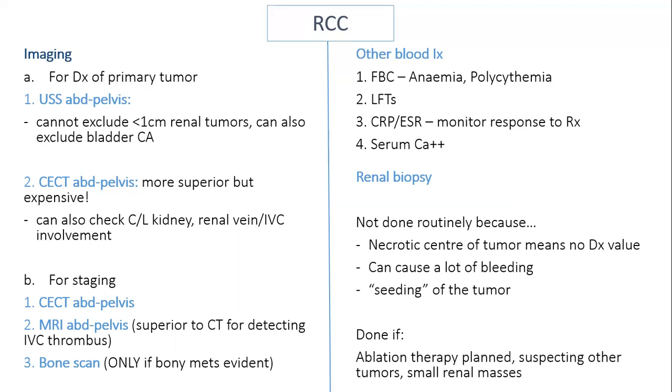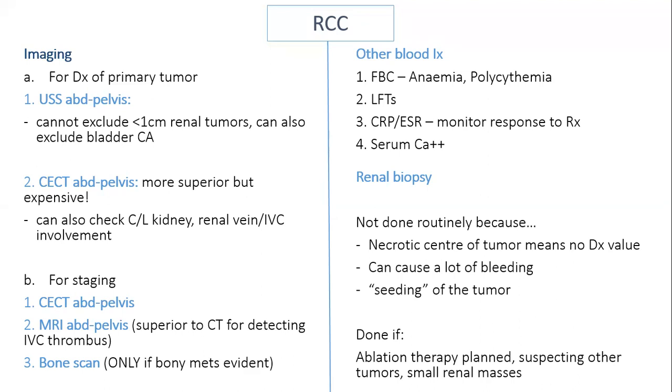So the first thing you do is, always start from simple, the ultrasound abdomen and pelvis. Always mention pelvis because you are trying to exclude a bladder tumor as well here. So the importance of this is you obviously can check the primary tumor. The other thing is if the tumor is less than 1 centimeter in diameter, you can't really exclude a renal tumor. So that's why CECT becomes important. And the other thing is, like we said, you can exclude bladder CA.